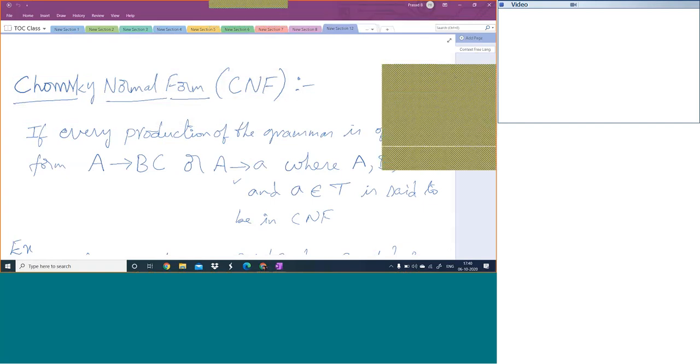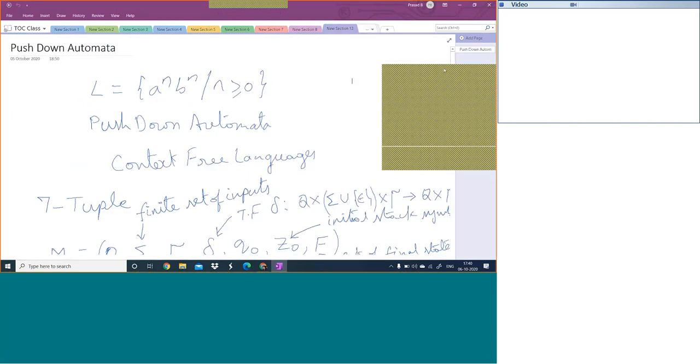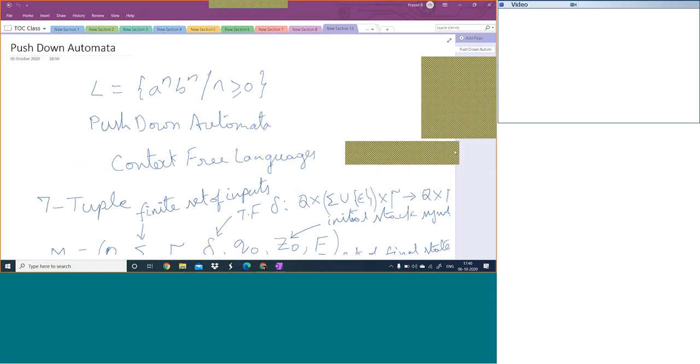Okay. So, today I start the push-down automata. Now tell me, is this regular or not? L equal to A power n, B power n, n greater than or equal to 0. Is this regular or not?